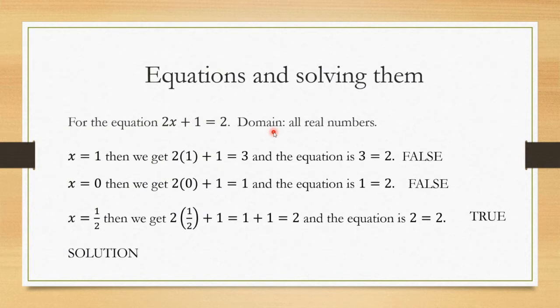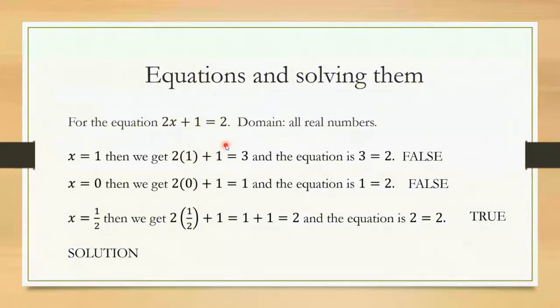All right, good. Well, let's try plugging in some numbers and see what happens. There's no restriction, so we can plug in anything we want. So when x is 1, we could plug that in. We get 2 times 1 plus 1 on the left, which is 3. But then the equation is saying 3 equals 2. Well, that's false. So when x is 1, the equation is false.